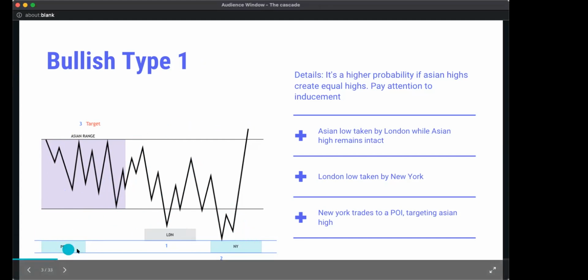So the POI, we don't use order blocks or anything like that. We used to, but now we don't. So it's a different type of POI that you guys will learn tomorrow.